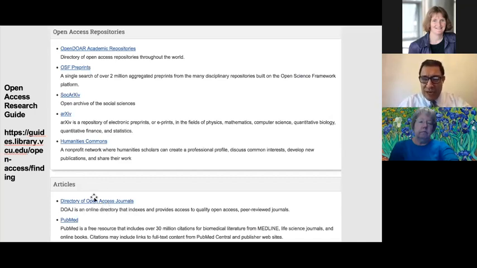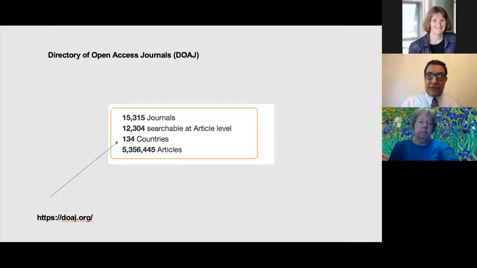You see here, the Directory of Open Access Journals. Be ready to be surprised. It indexes 15,315 journals. Research from 134 countries. Okay, pretty impressive, I would say, if you are doing research globally, something to keep in mind.